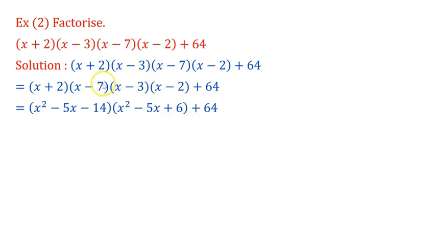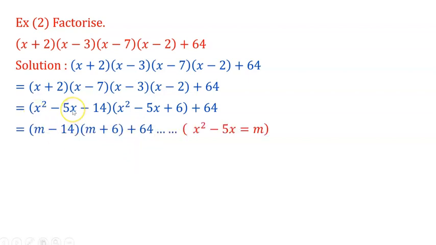Here we are selecting the bracket, that is x plus 2 into x minus 7, so that we are getting this first term x square minus 5x as a common in these two brackets. Okay. Next, we substitute here x square minus 5x by m. Then this expression will become like this: m minus 14, in the next bracket, m plus 6, and the last plus 64.